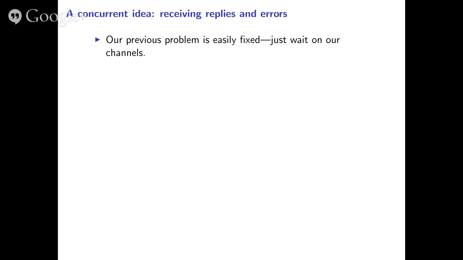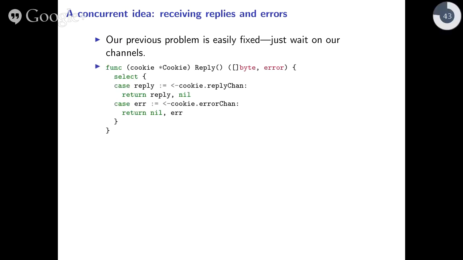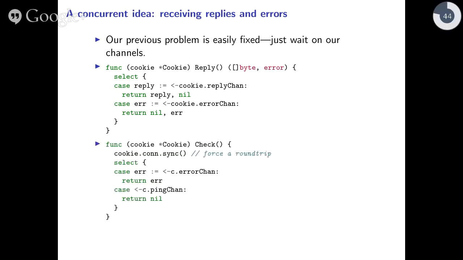So our previous problem, figuring out how we know when the response is done from the perspective of the cookie, is easy to solve, because now our cookie contains channels. We can wait on either the reply channel or the error channel, since only one of those channels will get a response. One of these will fill in, and we can return our value. Similarly for the check case, this is a request that doesn't expect a reply but might have an error, but we need to be able to tell if the request was successful or not. So that's the read on the ping channel, the error on the error channel.